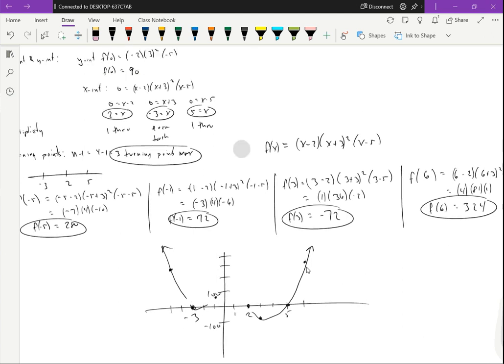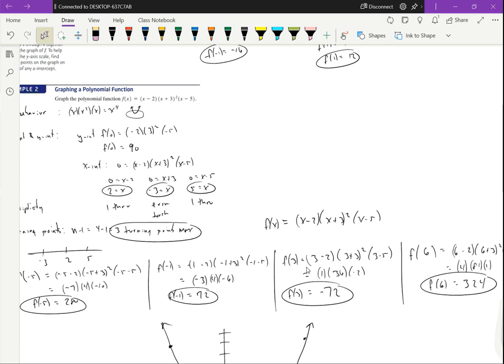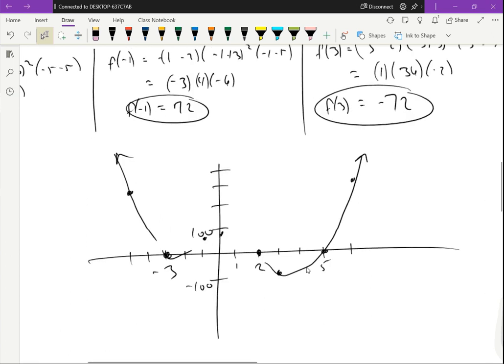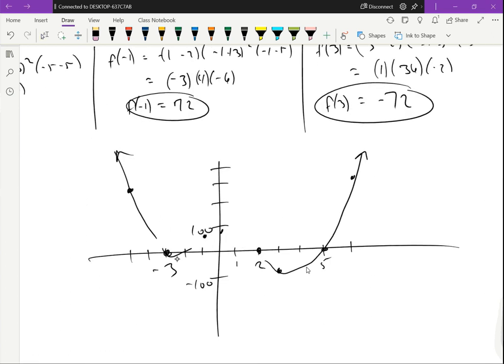What was my y-intercept up here? Y-intercept was 90, so the y-intercept needs to be right in here. Get rid of this piece. Click, there we go. If I can turn here, come up and around, then turn back down through those. So now we have the idea of what that is supposed to be and what it looks like.